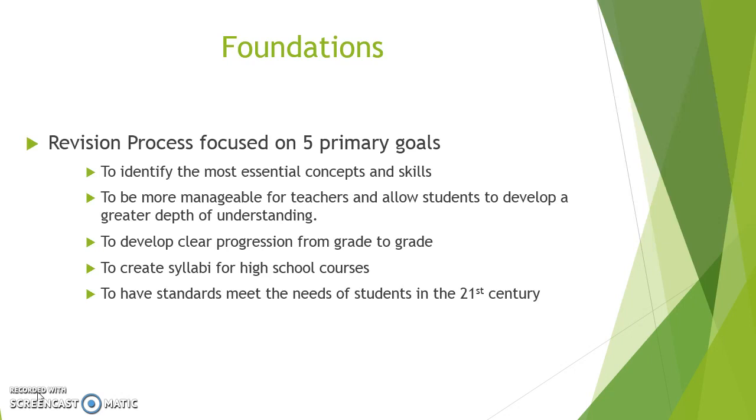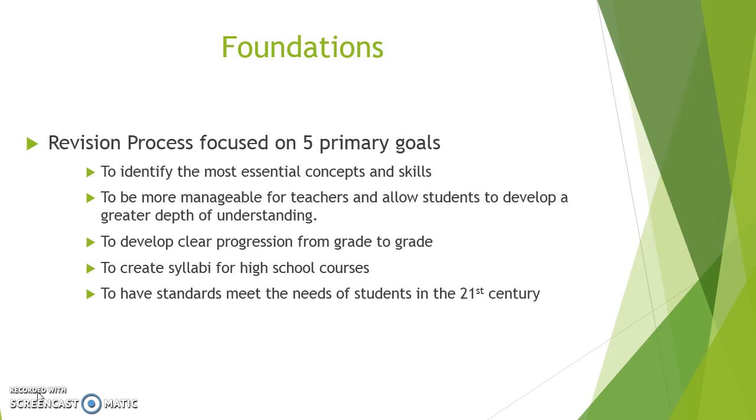A third goal was a clear progression from grade to grade. One of the tasks of the working group was to check for horizontal and vertical alignment. Horizontal alignment refers to the linkages among the strands at a particular grade level. Vertical alignment includes the progression of a set of related content statements from one grade level to the next.